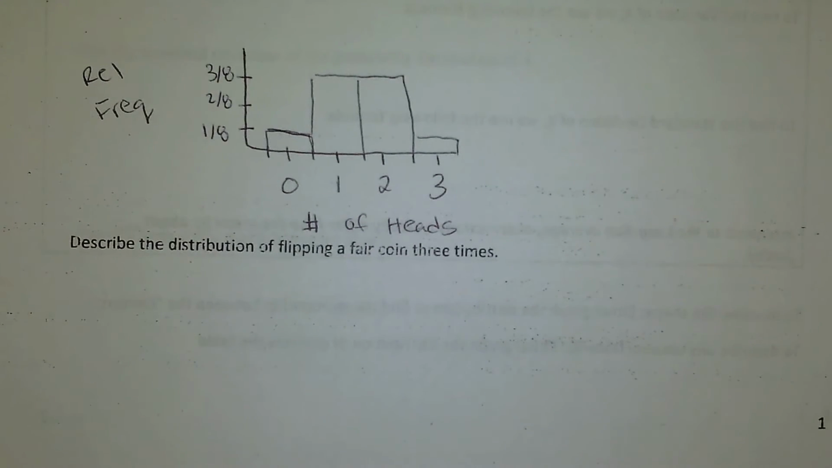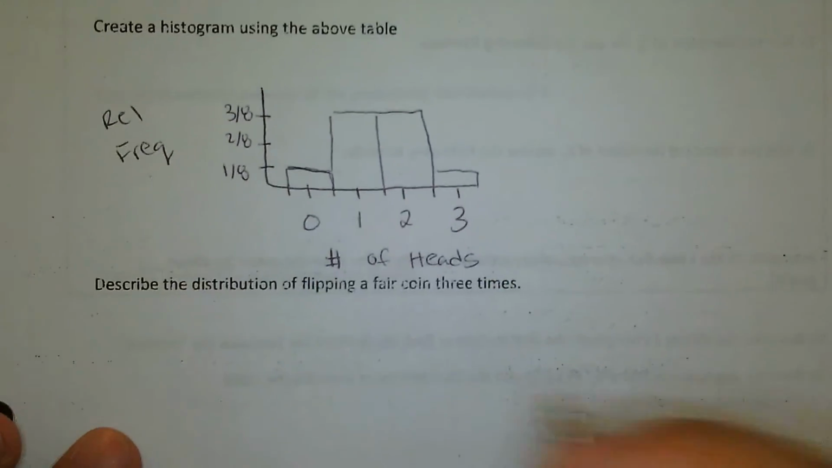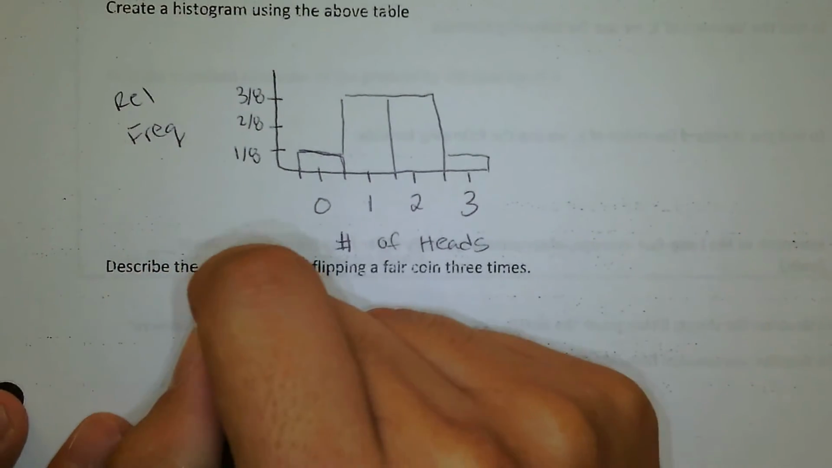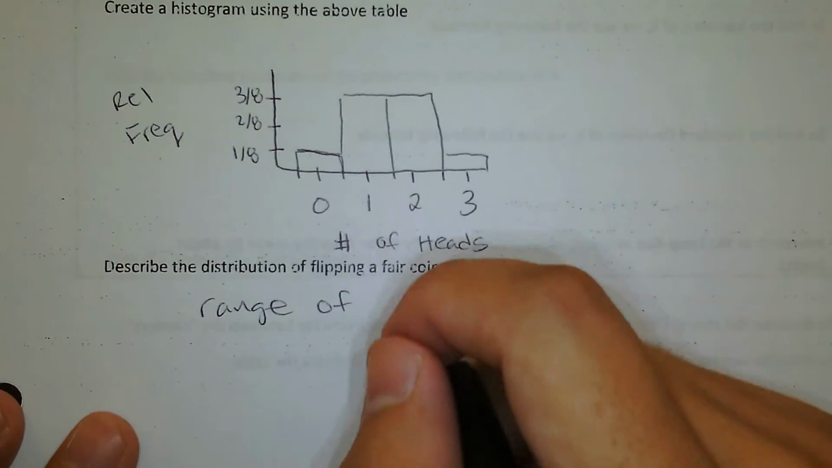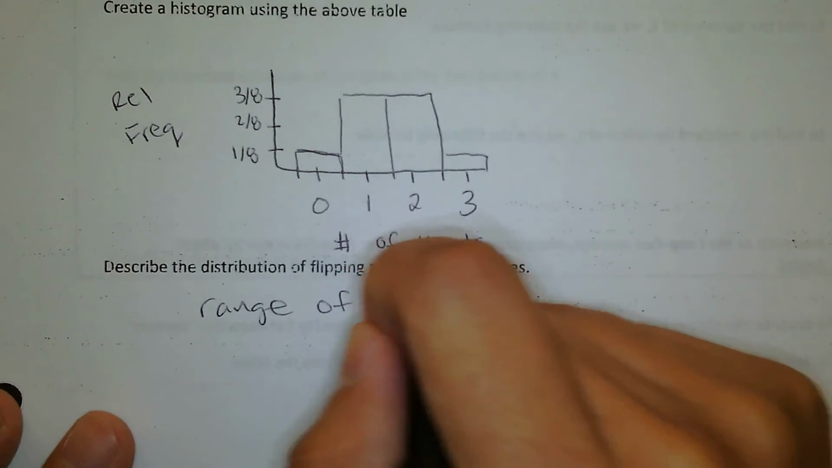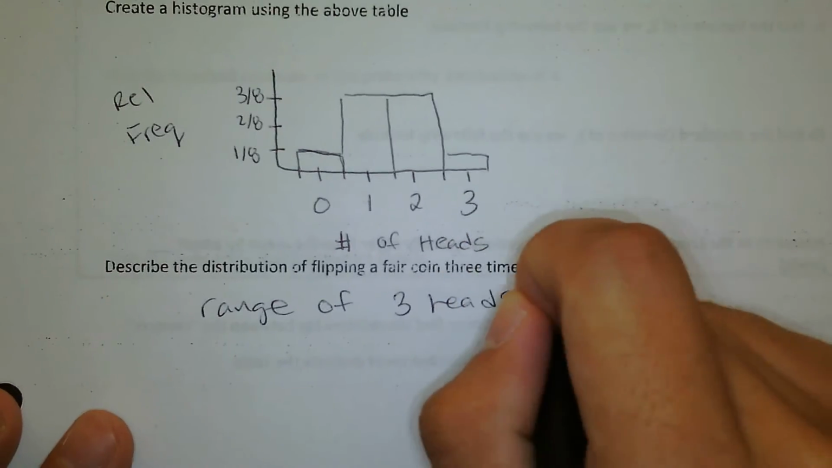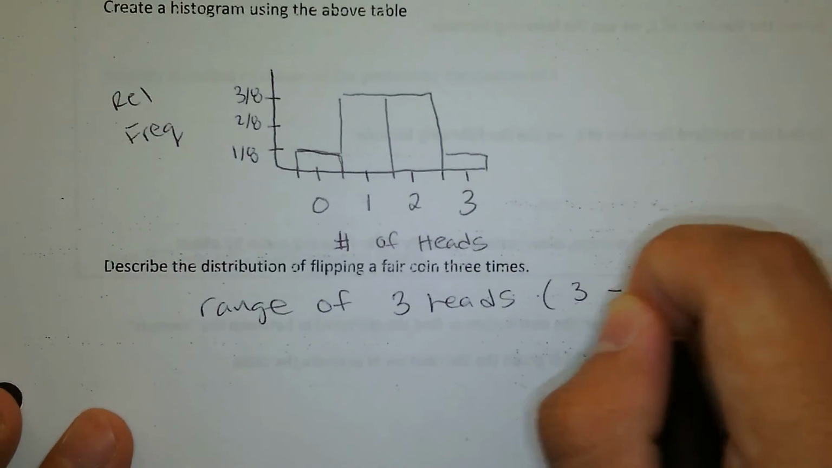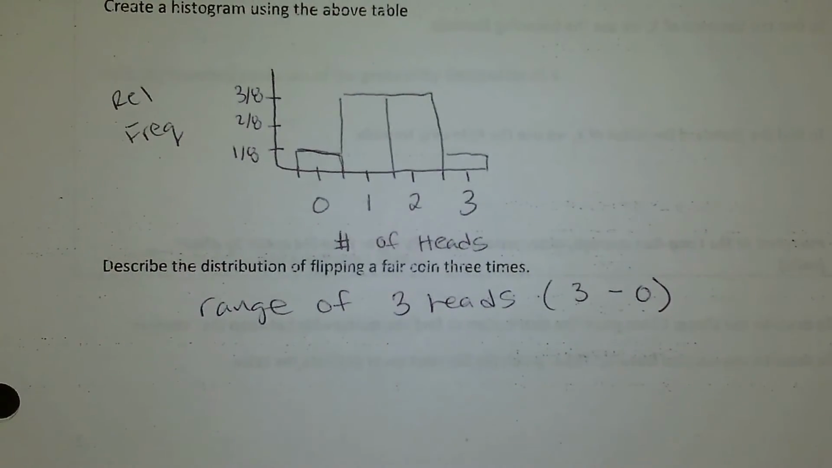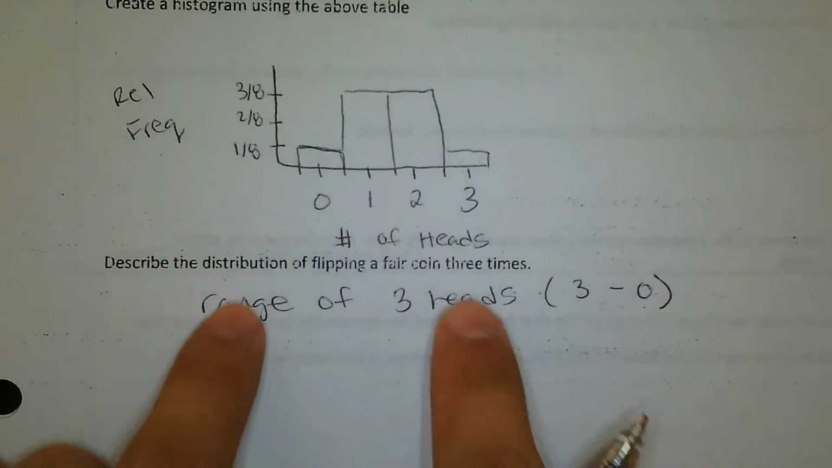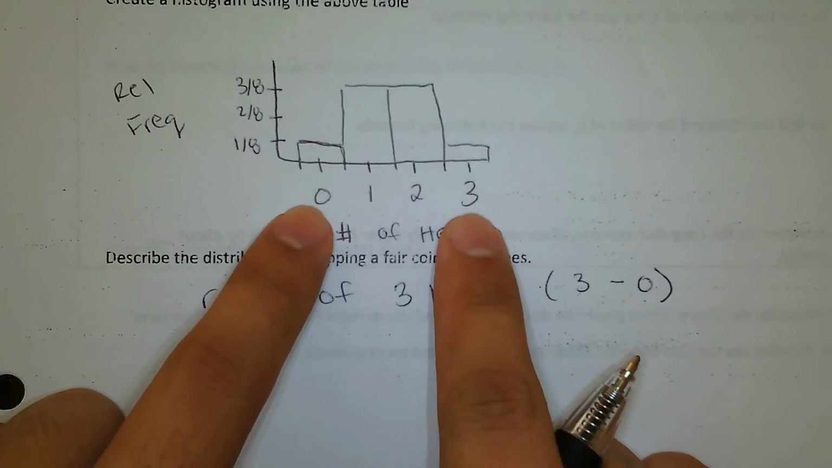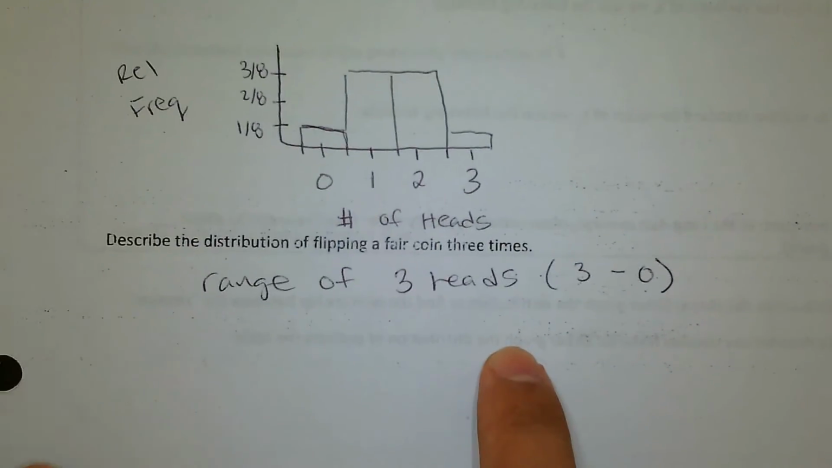So looking at this histogram, well, I see a range here. So I have a range of 3 heads, right? A range or variation of 3 heads, since that is the difference between 3, which is the maximum number of heads, and 0, which is the minimum number of heads. Or technically the minimum is 1. Okay, that gets weird. But basically, the x values can be 3 or 0. So I have a range of 3 heads.